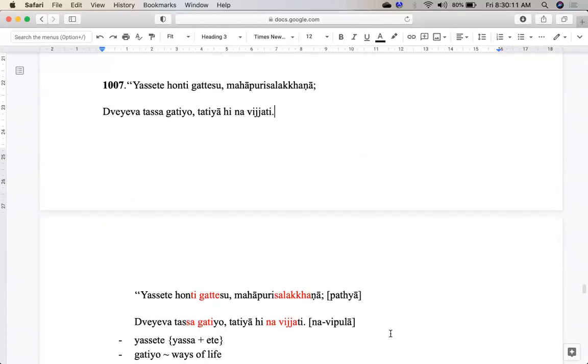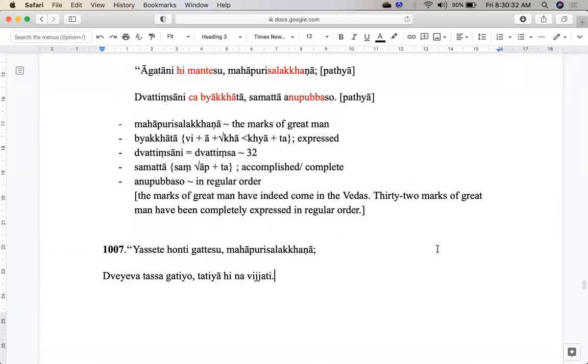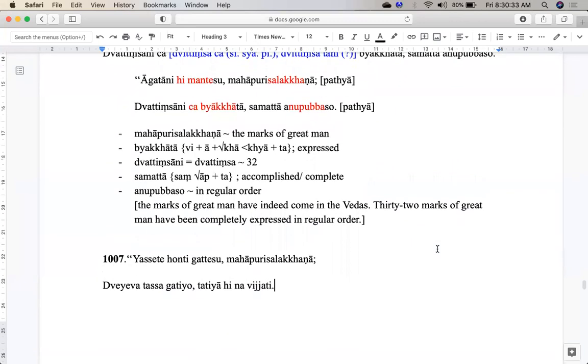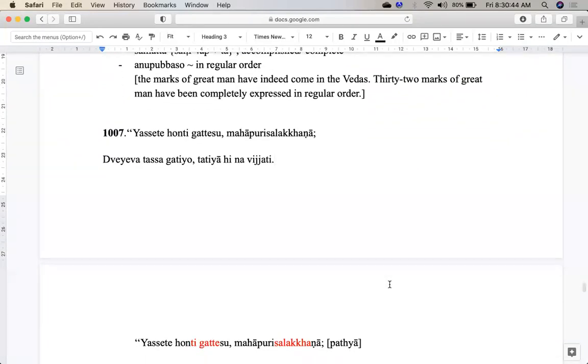And the next stanza here: Yasiti Hondi Kadesu Mahaburisa Lekhana. Dweyewa Dasa Gadi Yo Dadi Yahi Nawe Jeti. These are the replies by the Pāḷi Brahmin to his students, not finished yet. The first one, he taught about the 32 characteristics, and also continuously he spoke.